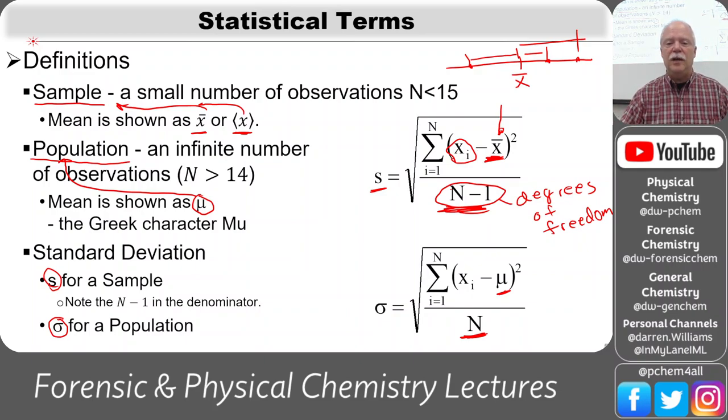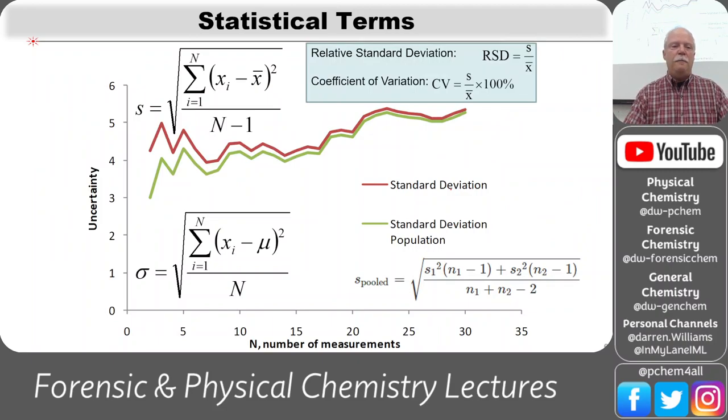Now, what about this n minus 1 and n? Okay, so you see, once we get up around 15 data points and higher, these two formulas are very similar to each other. But when we get into the lower number of observations, like 5 or less, you see they're quite a bit different. And this one is the larger number.